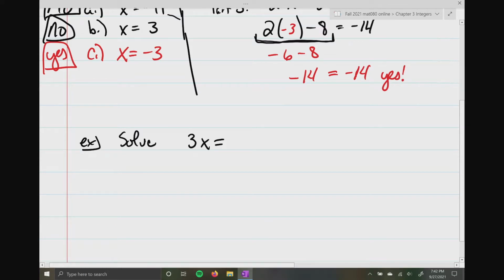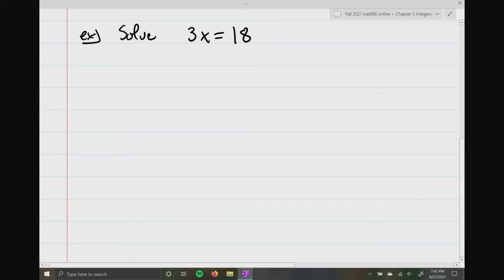3x equals 18. Okay? So I think some of us in the room might be able to just look at this and guess. Because what this is really asking us is 3 times what number equals 18. So if you go through your multiples of 3, you would find that 3 times 6 equals 18. But we don't like to play the guessing game in math. What we like to do is have a nice systematic approach, or at least as close to a systematic approach as possible.